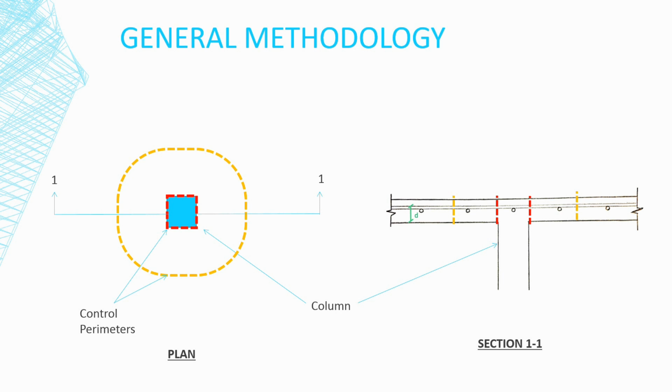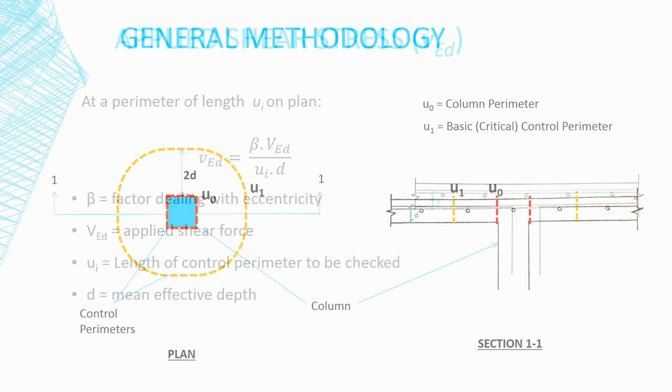While this calculation can be performed for perimeters at any given distance from the column face, there are a couple of perimeters which are of critical importance and must be assessed. The first of these perimeters is at the column perimeter, which is located at the column face itself. The second perimeter of critical importance is the critical control perimeter. This is defined as the perimeter located at a distance of 2 times the effective depth of the slab from the column face. Ultimately, this is the perimeter which will determine whether we need to provide punching shear reinforcement in the slab or not.